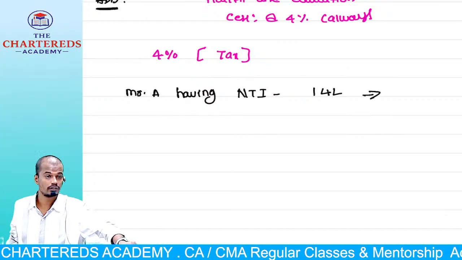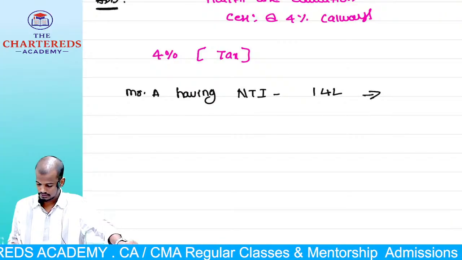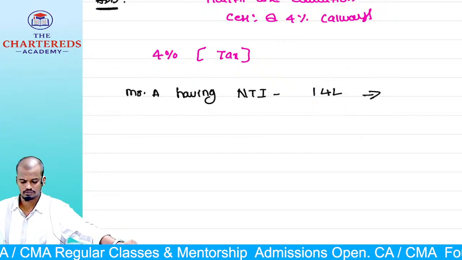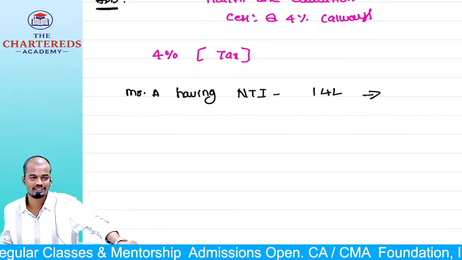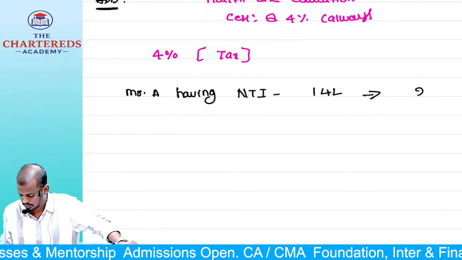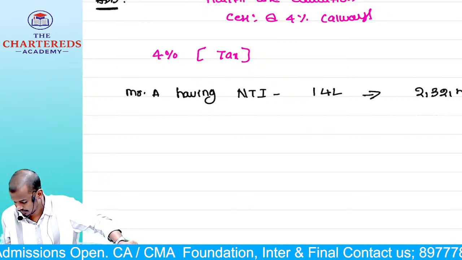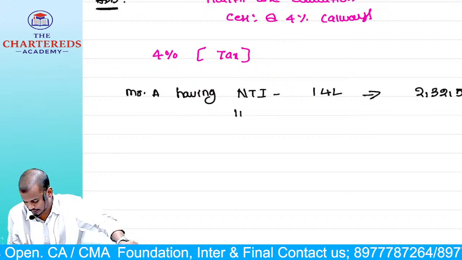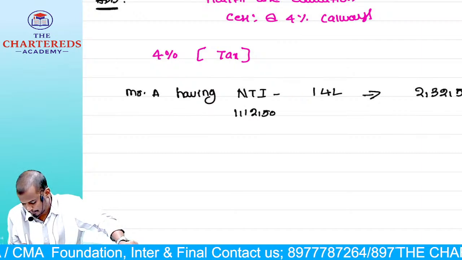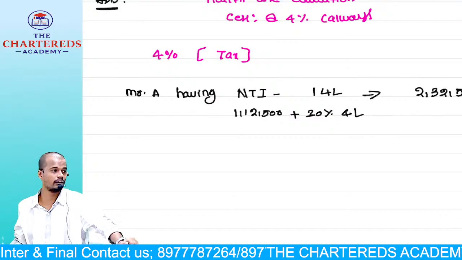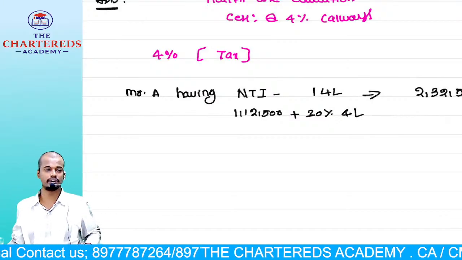One lakh, 2 lakh, 550. Tax on 14 lakhs is 2,32,500. How did it come? 1,12,500 plus 30% on 4 lakhs. Any doubt on this point, sir?